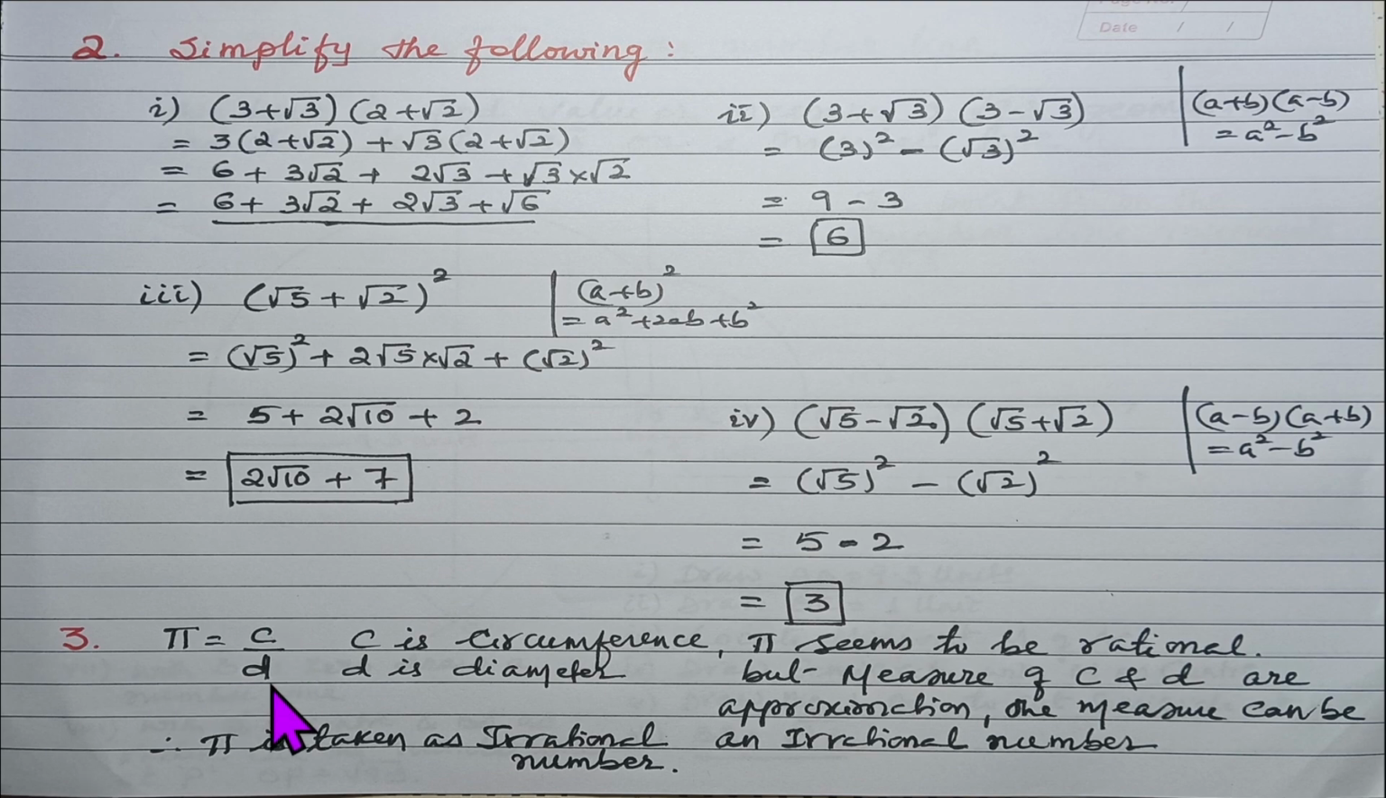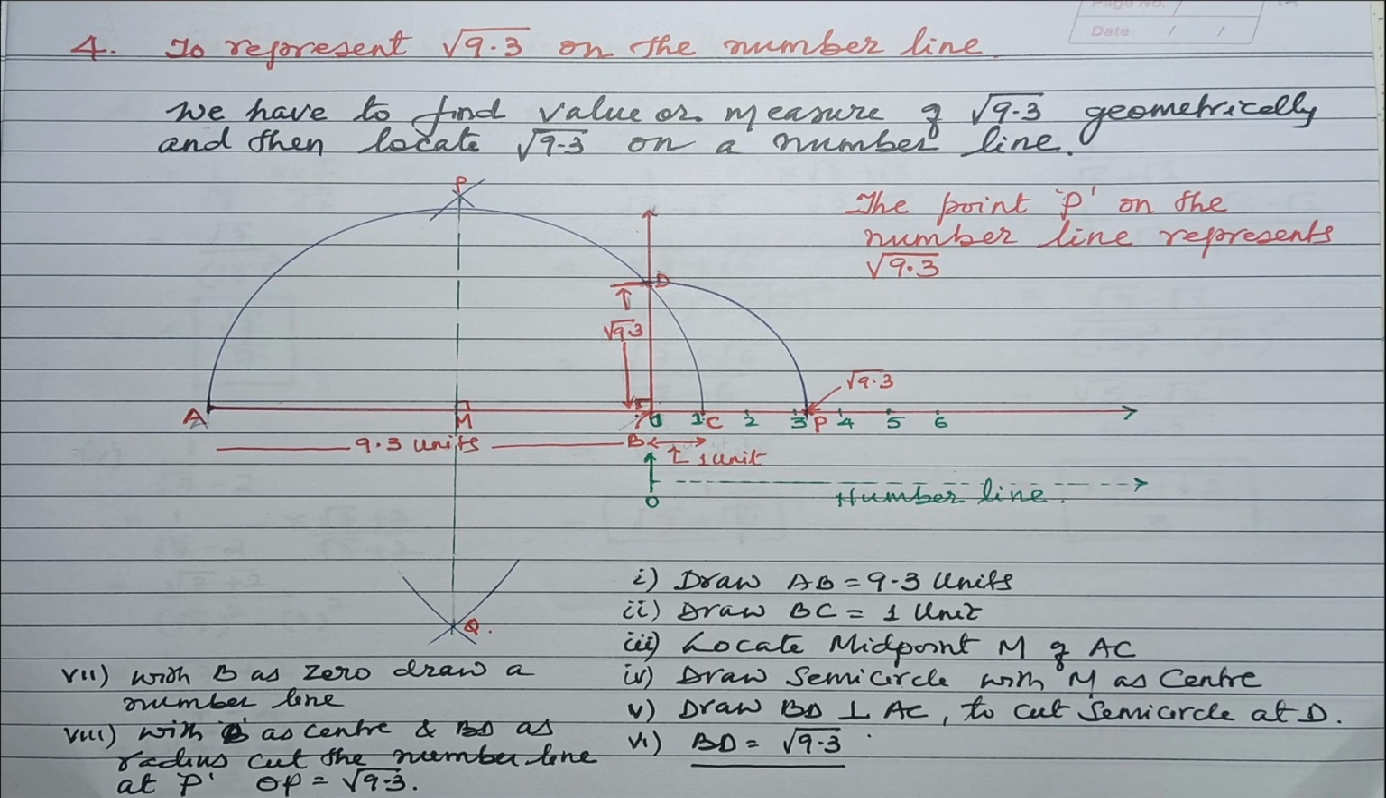Pi is equal to c by d. Now the question is whether pi is irrational or rational. Pi, the value of pi, which is a constant, is the ratio of the circumference of a circle divided by its diameter. Although it appears to be of p by q form, actually the measurement of the circumference and the diameter of the circle is an approximation. It is possible that the measure of c or d can be an irrational number, and therefore pi is taken as an irrational number.